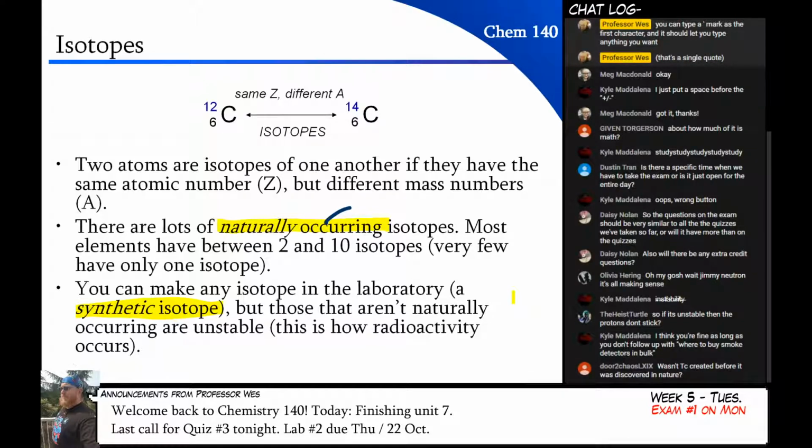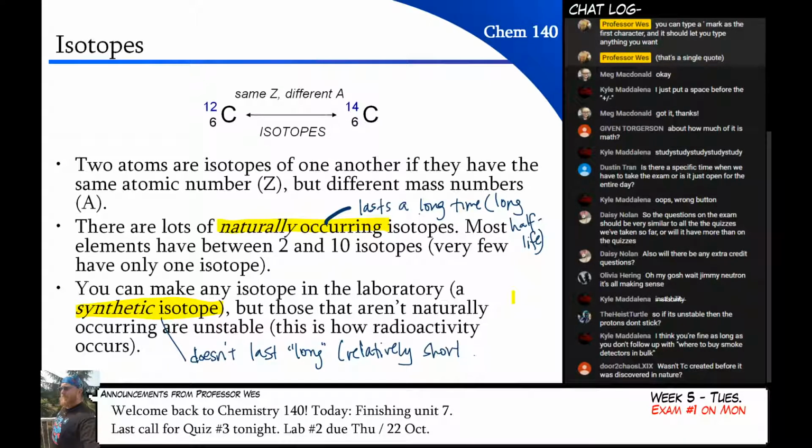So the takeaway here is that if an isotope is naturally occurring, it's because it lasts a long time. Or in other words, it has a long half-life. But an isotope that's synthetic usually doesn't last long. And when I say long, what I mean is it's about hundreds of years or less, maybe even millions of years or less. So, a relatively short half-life.